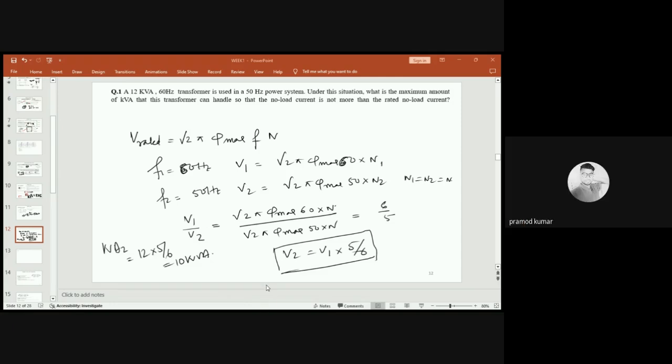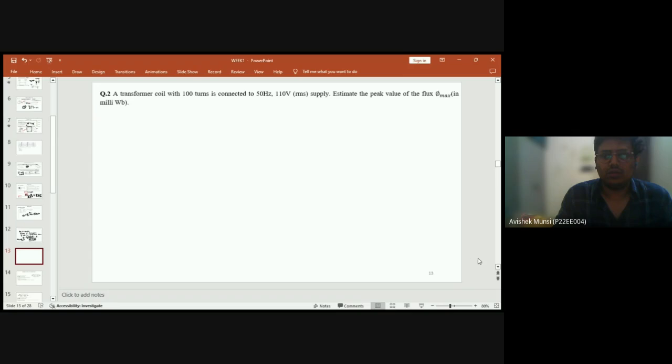Okay, sir. Right. So I'm giving a similar problem. So this time I hope everyone will be able to solve it. Calculate the phi max when a transformer has 100 turns, the frequency is 50 hertz and the RMS voltage is 10 volt. Okay. So try to estimate the peak value of the flux, that is phi max. I hope those who have not been able to solve the first one can solve it right now. Okay. So I'm giving 3-4 minutes to solve it.